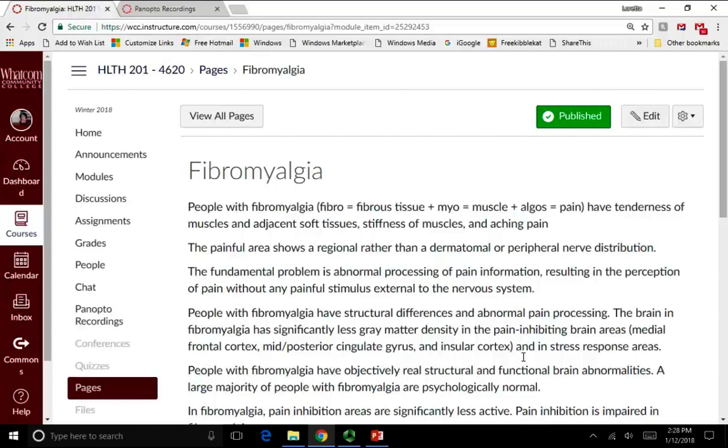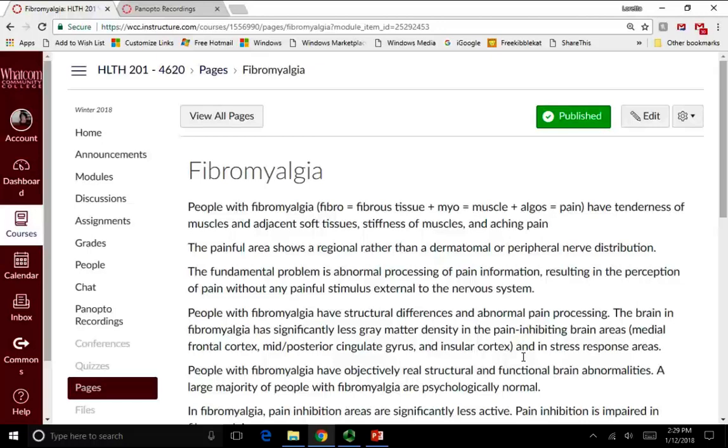People with fibromyalgia have structural differences and abnormal pain processing. The brain in fibromyalgia has significantly less gray matter density in the pain-inhibiting brain areas, the medial frontal cortex, the mid and posterior cingulate gyrus, and the insular cortex, and in stress response areas. So for a while, fibromyalgia was thought by a lot of doctors to be a psychological problem. It is not a psychological problem. It's actually a structural problem. They have objectively real structural and functional brain abnormalities.